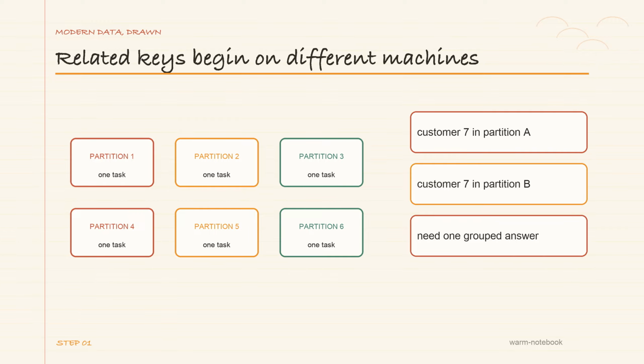Read the drawing from one idea to the next. Customer 7 in partition A, then customer 7 in partition B, then need one grouped answer. You do not need to memorize every implementation detail yet. Focus on what moves, what stays fixed, and why the system does less unnecessary work.